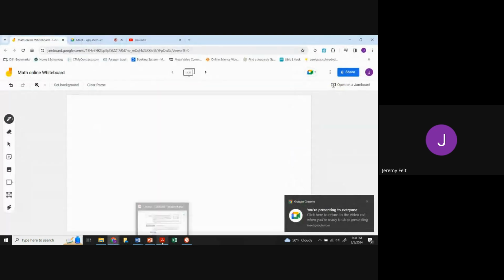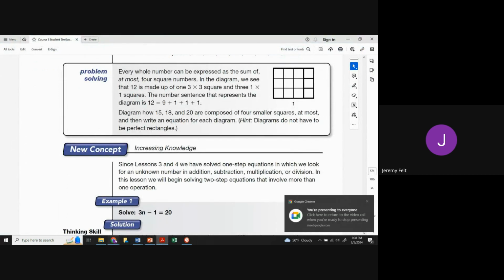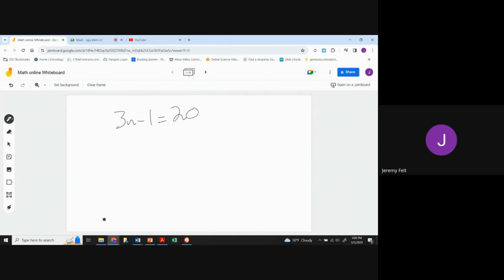So this one we have 3n minus 1 equals 20. Okay, so we want to know what n equals. Like I said, we can guess, what if it's 3? No. What if it's 4? What if it's 5? We can do that.